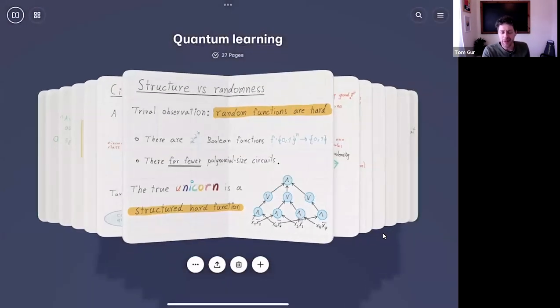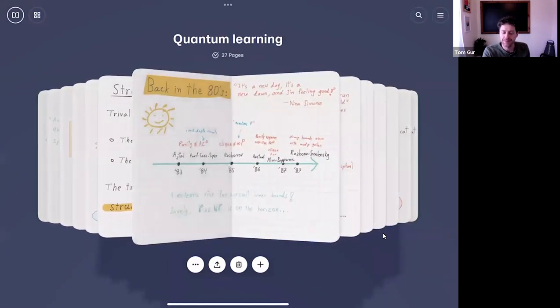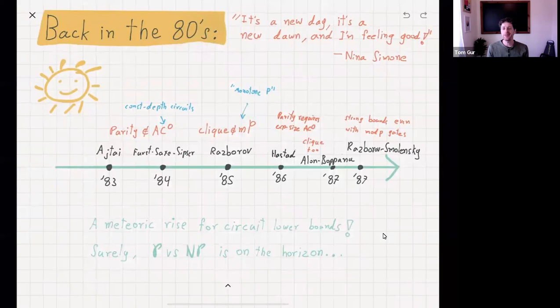Now, I want to tell you about circuit complexity as an endeavor. So back in the 80s, things were really, really good. You could turn on the radio and hear Nina Simone singing, "It's a new day, it's a new dawn, and I'm feeling good," because circuit complexity was in a meteoric rise.